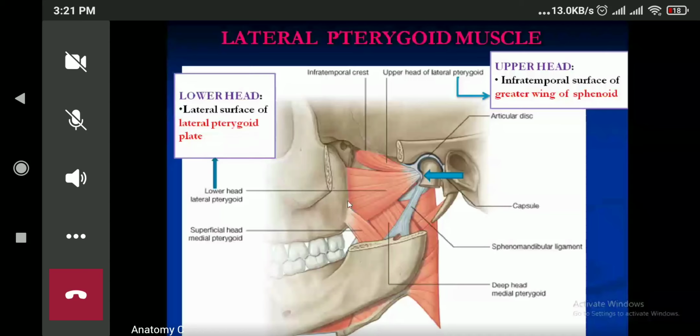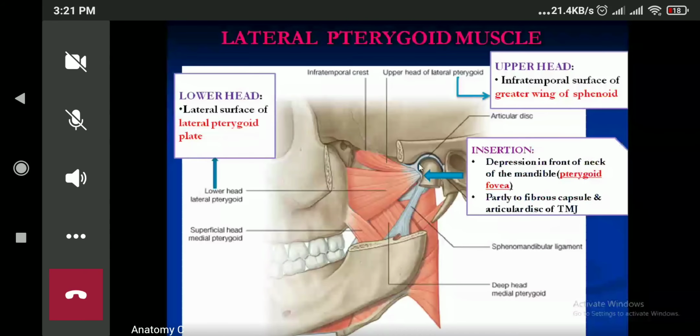Now, the insertion. See the insertion? This is inserted in the depression present in the neck of the mandible. So, in the neck of the mandible, you have a certain depression. This is known as the fovea, the pterygoid fovea. So, it will get inserted in the pterygoid fovea. Next, it will also get inserted in the capsule of the TMJ. It is inserted in the capsule also.